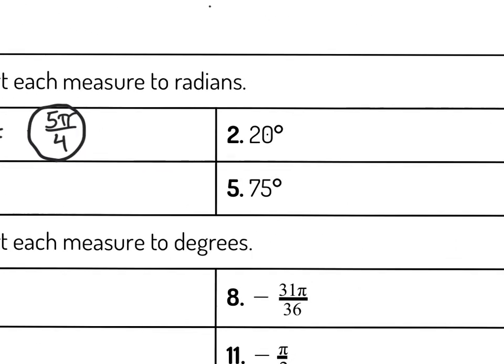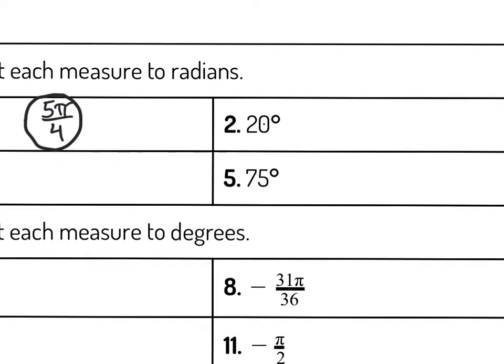All right, let's move on to number 2, which is 20 degrees. Multiply that by pi over 180. Okay, 20 and 180 reduce. That becomes a 1. 180 becomes a 9. That's pi over 9.